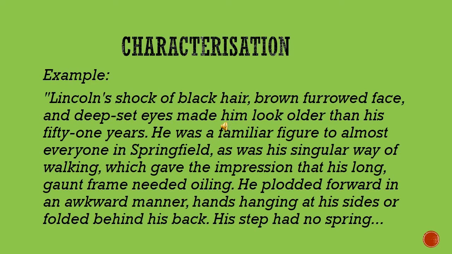Characterization. Example: Lincoln's shock of black hair, brown furrowed face, and deep-set eyes made him look older than his 51 years. He was a familiar figure to almost everyone in Springfield, as was his singular way of walking, which gave the impression that his long, gaunt frame needed oiling. He plodded forward in an awkward manner, hands hanging at his sides or folded behind his back. His step had no spring.